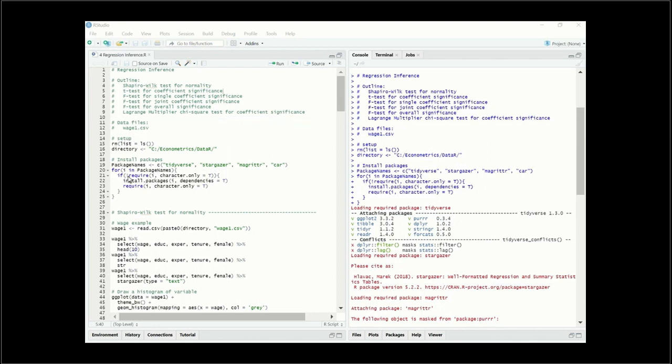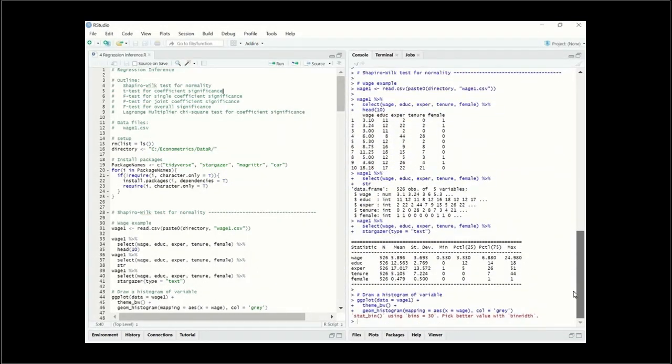So this is some setup for the program, including installing the packages that would be used. And let's then read in the data set. It's called wage1.csv. We're going to use read.csv, and we're going to assign it to a wage1 data frame. Then let's select several variables: wage, education, experience, tenure, and female. And from this data set, let's see the first 10 observations, check the structure of the data, and then use Stargazer to summarize the data.